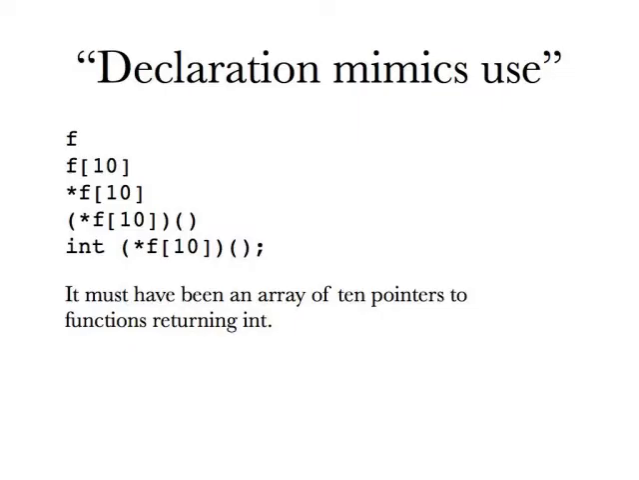But it's a declaration which mimics the eventual use of the variable f. The reason it means that f is being declared as an array of 10 pointers to functions returning int is because when we eventually use it, if we use it like this, that would only be appropriate if f did have this type.